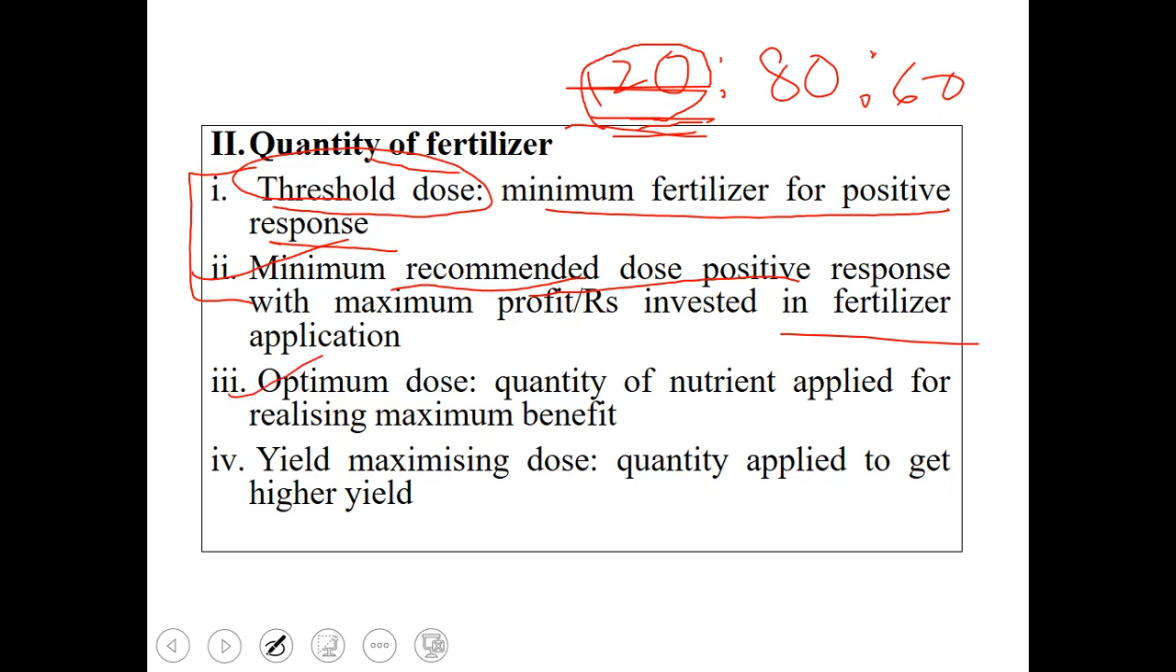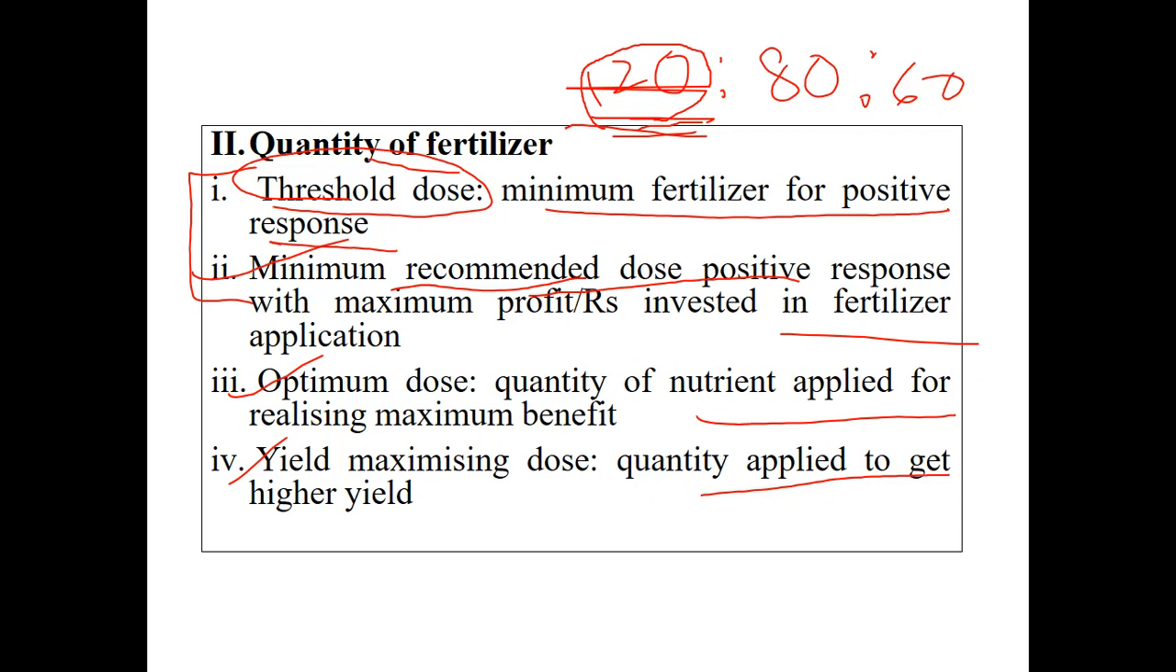Okay, and third one is optimum dose, which means quantity of nutrient applied for realizing maximum benefit. Okay, optimum dose and threshold dose are almost the same. Only thing is, in optimum dose the fertilizer rate can be little higher. Quantity of nutrient which is applied for realizing maximum benefit, that means we are getting maximum benefit out of it. And yield maximizing dose means quantity applied to get higher yield, more than expected. To get such yield, that dose we call as a yield maximizing dose.